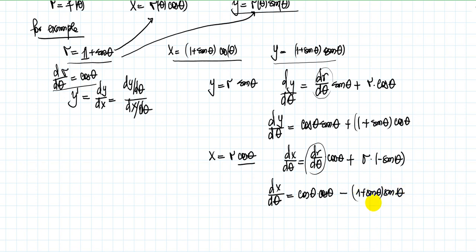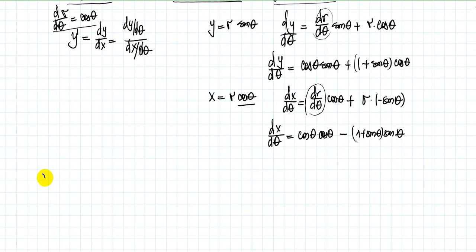Okay? This is how we are going to find the derivatives of the y and x with respect to the theta. Once you find them, you need to divide the derivative of the y with respect to the theta by the derivative of the x with respect to the theta in order to find the derivative of the y with respect to the x. Okay? So let's do an example. We're given a cardioid. We would like to find the equation of the tangent line at theta equal to pi over 3.